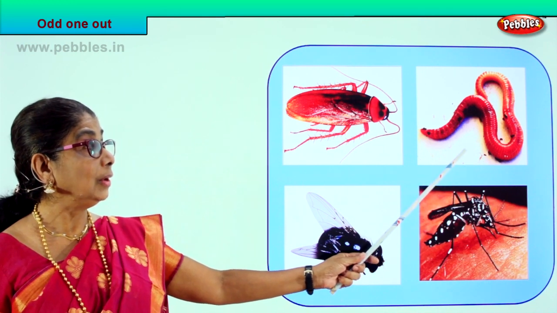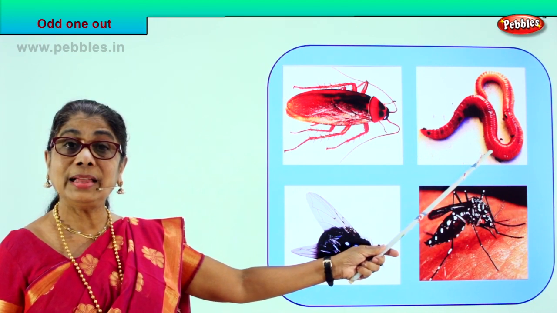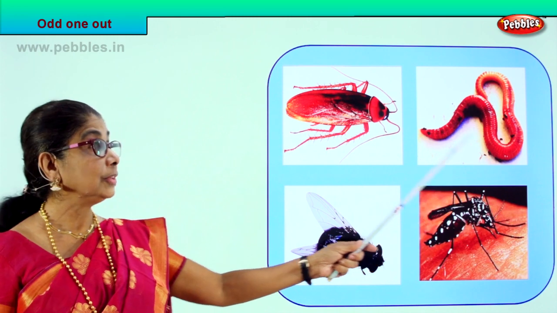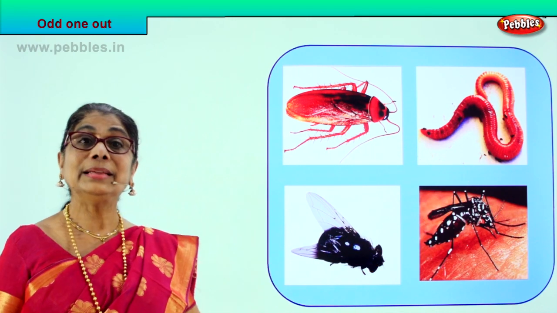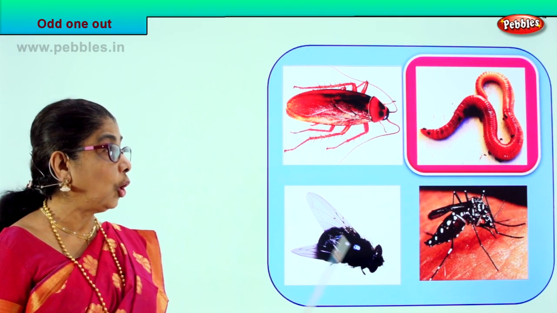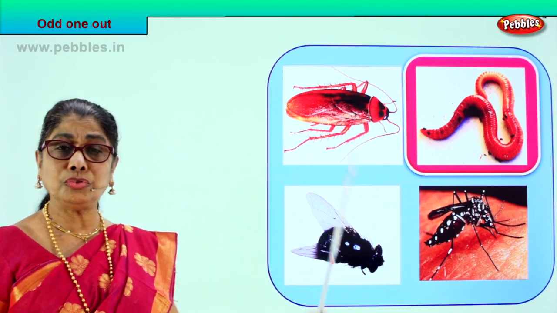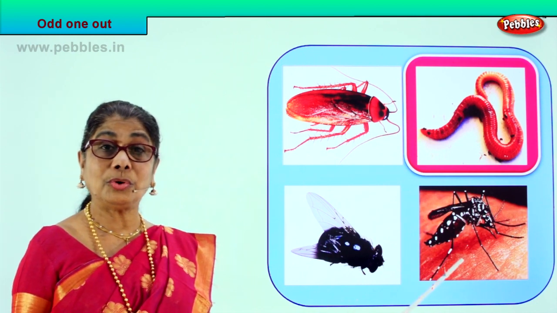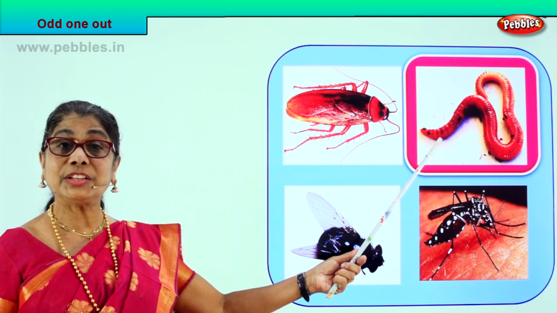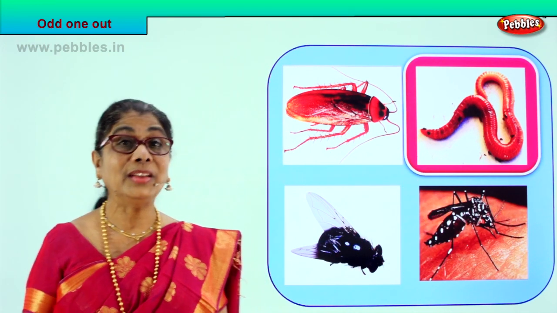And what is this? Looks like a snake. What is it? It's an earthworm. Where does he live? Under the earth, among the soil. Earthworm. Okay? So now, which is the odd one out here? Definitely the earthworm that lives under the soil is the odd one from the three insects that live in your house and trouble you. Cockroach, housefly, and mosquito all live in your house to give you trouble. And this is an earthworm that lives in the soil in the garden. This is the odd one. Very good. You are becoming very clever.